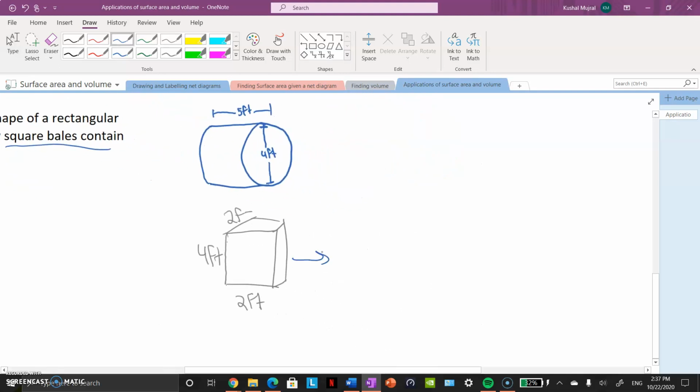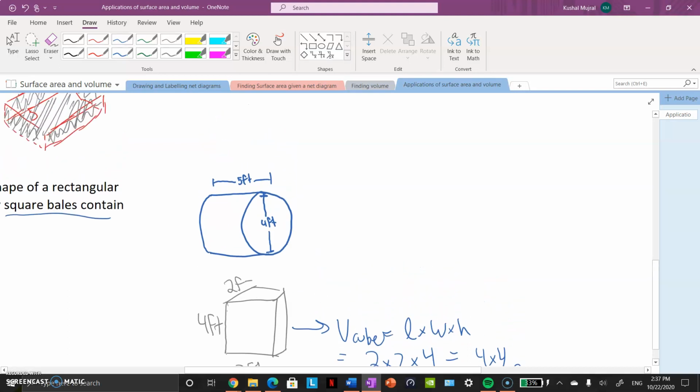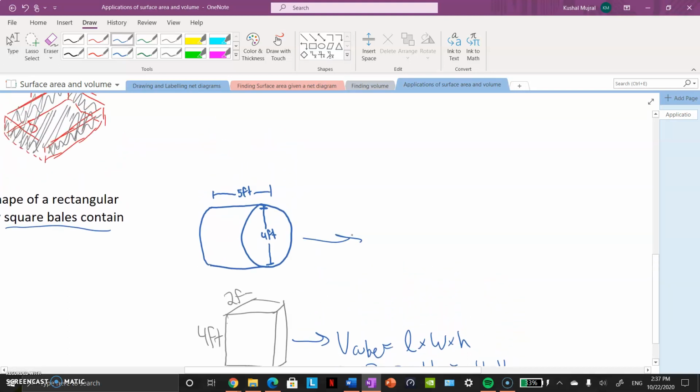So the volume here, V cube, is length times width times height, which is 2 times 2 times 4, which is 4 times 4, which is 16. So it's 16 feet cubed. Let's take a look at this one. The volume of a cylinder is the surface area of this disk multiplied by the height.